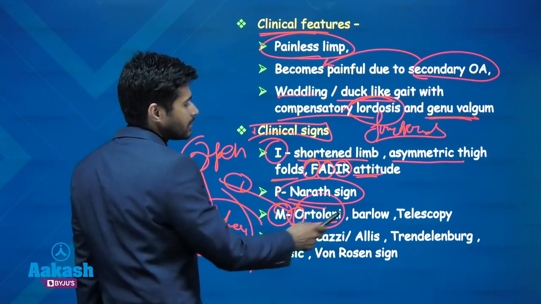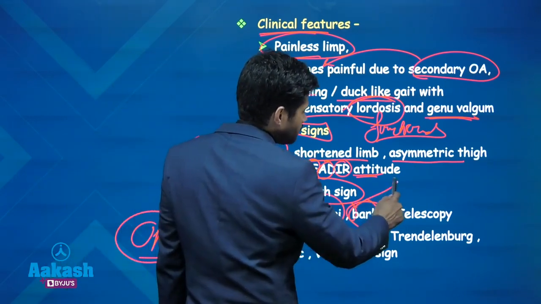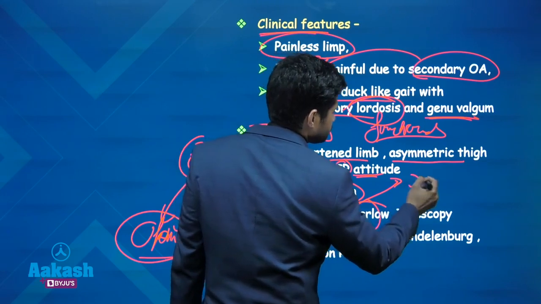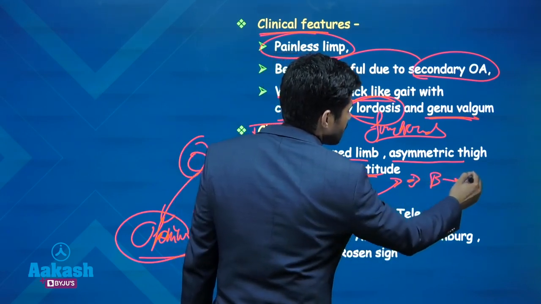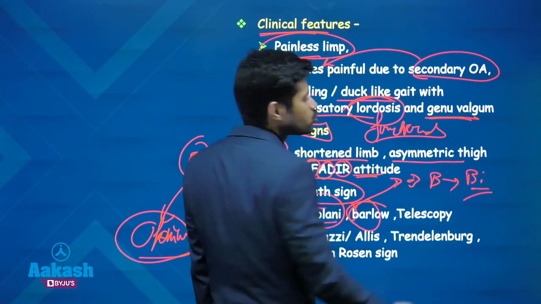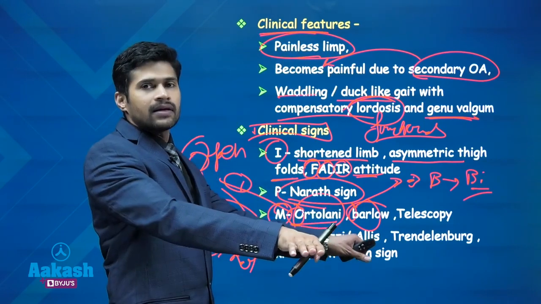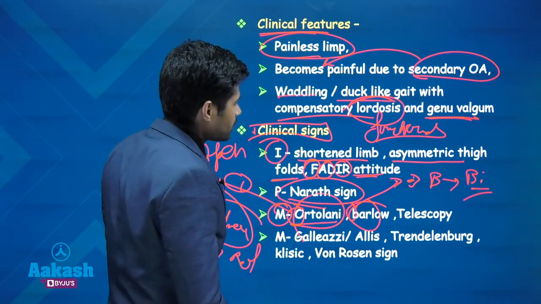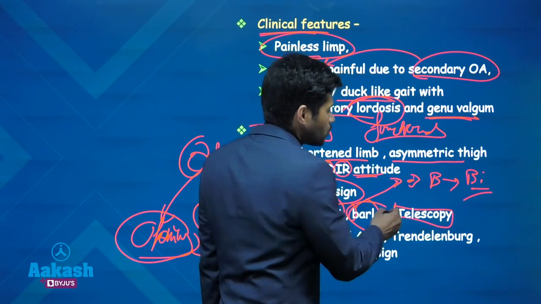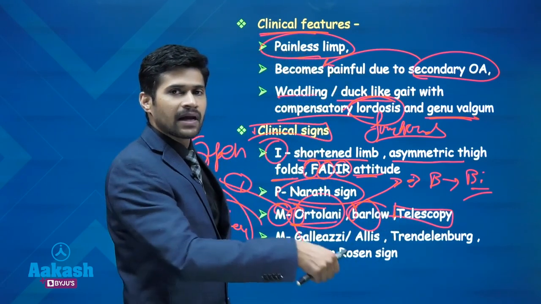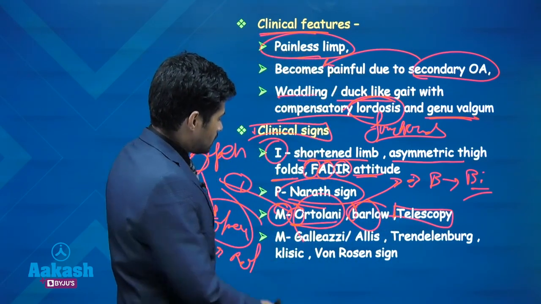So that is Ortolani. And Barlow, B is by, that means it is a two-stage test. First to dislocate the hip joint and then you relocate. Then there is telescopy, that means thumping the femur and feeling the excursion of the femur head.